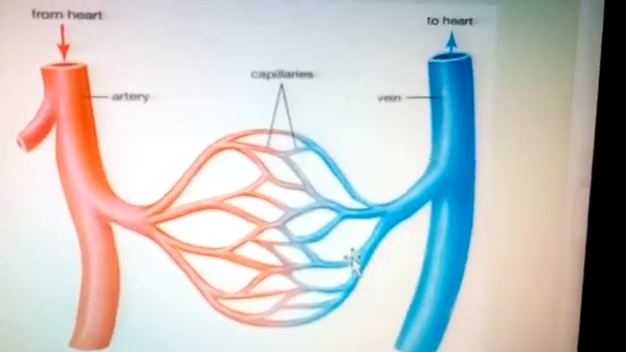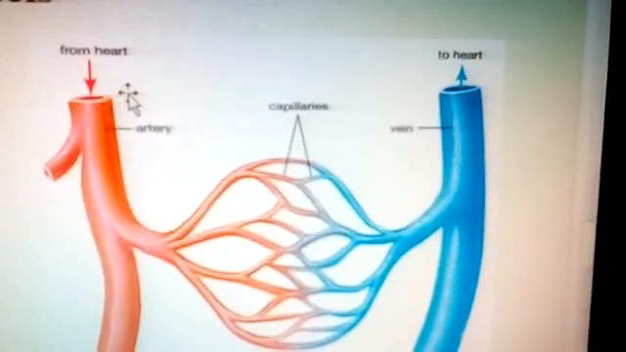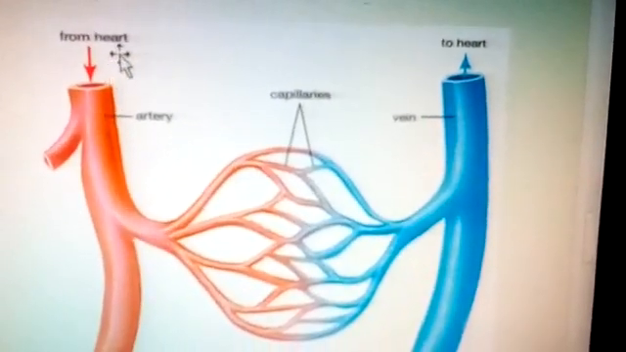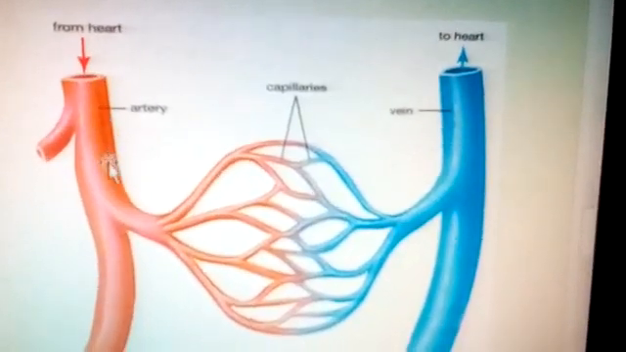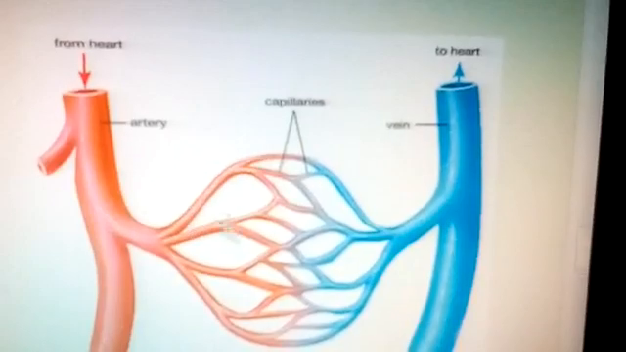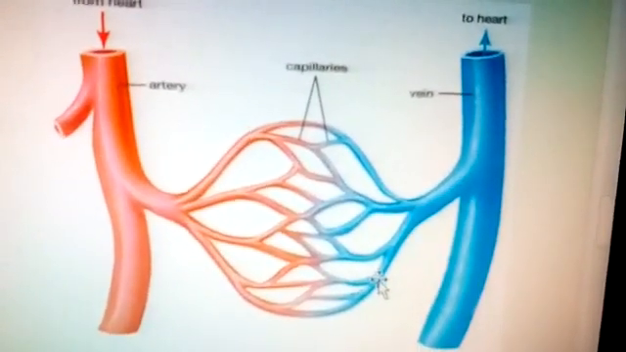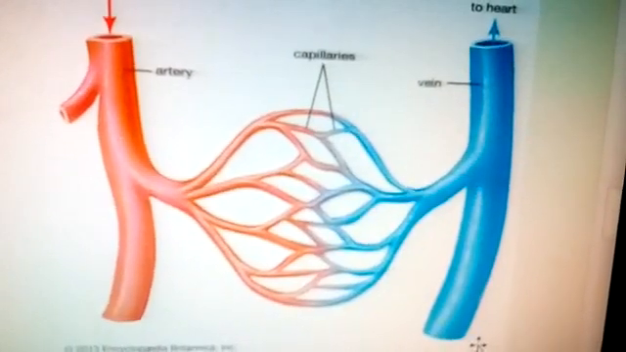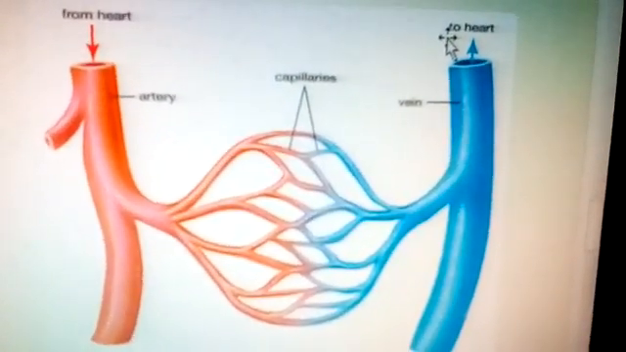The red color vessels are called the arteries. Arteries are the blood vessels which carry oxygen rich blood from the heart to all parts of the body. And this blue color blood vessel is called veins. The veins carry blood from all parts of the body back to the heart.